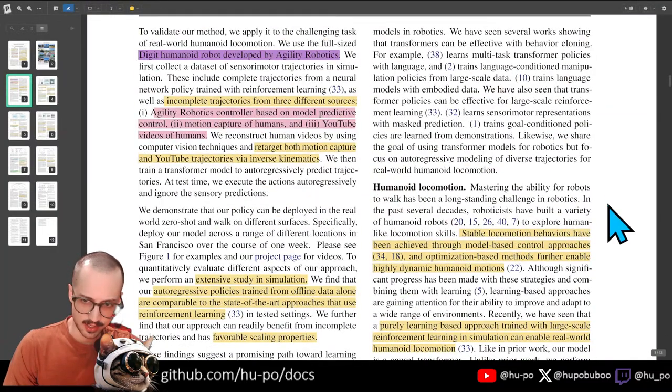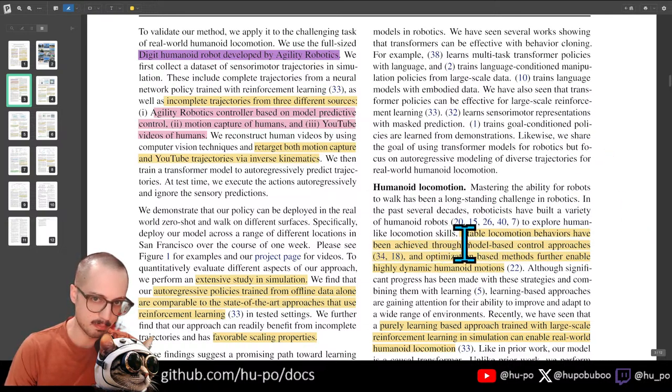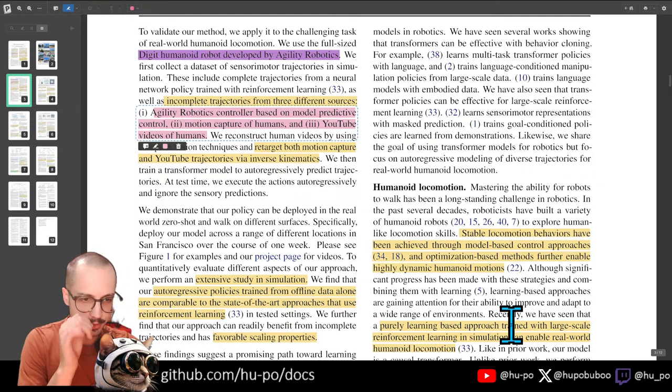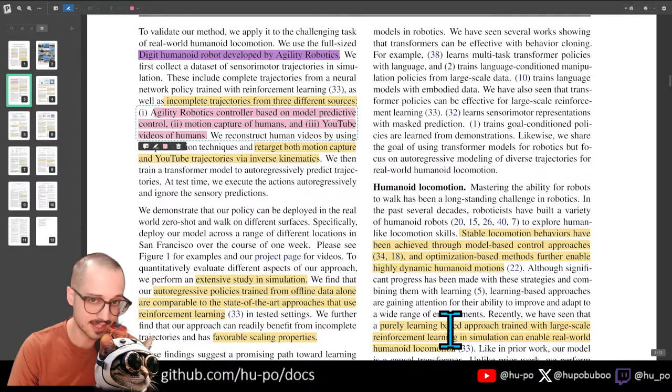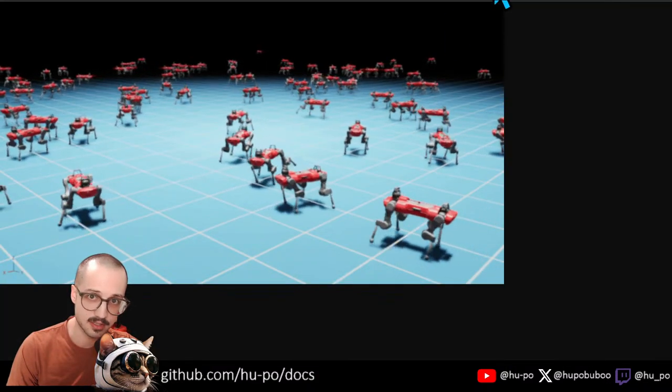Okay. Humanoid locomotion. So people have been doing humanoid locomotion for a very long time, right? People were doing humanoid locomotion before I was even alive. But these stable locomotion behaviors have been achieved through model-based control approaches, and optimization-based methods further enable highly dynamic humanoid motion. So what is model-based control? Now, this is the second time they've mentioned this. Here they call it model predictive control. But when they're saying model predictive control or model-based control, they're not talking about a machine learning model, right? Whenever I say the word model, you guys probably think of a neural net, right? Some PyTorch code and model weights saved in a file. But that's not the type of model they're talking about here. What they're talking about here is this.